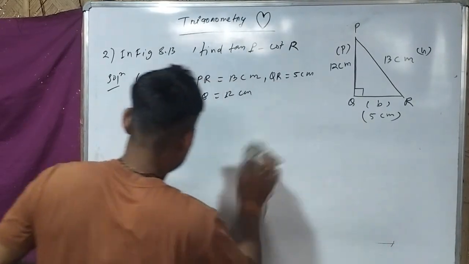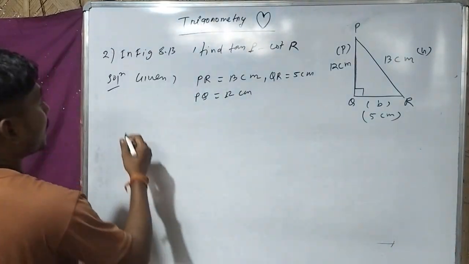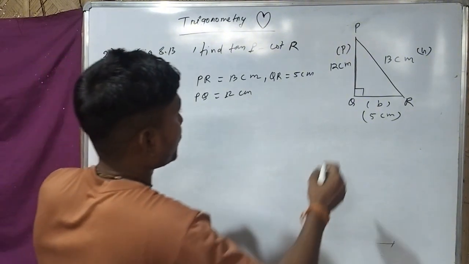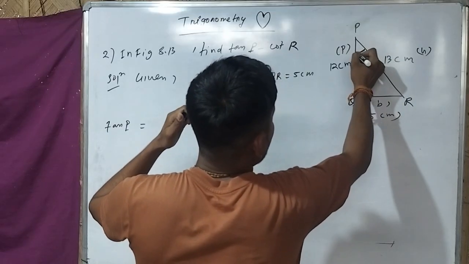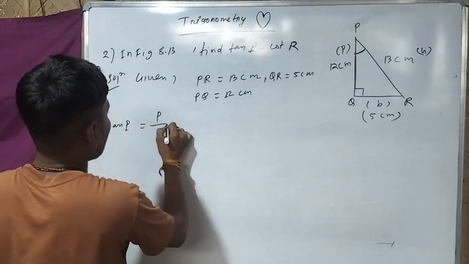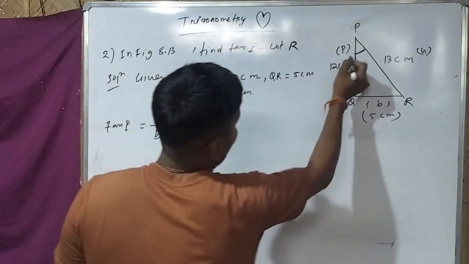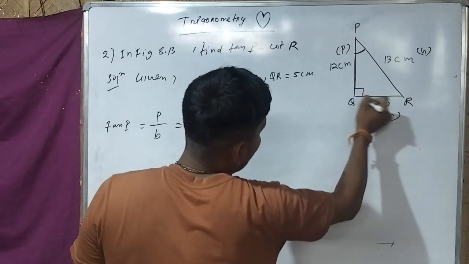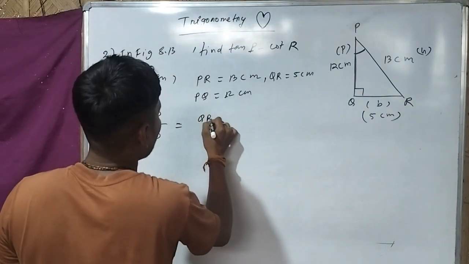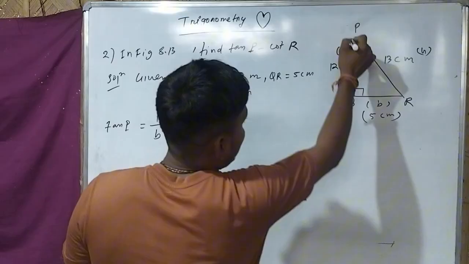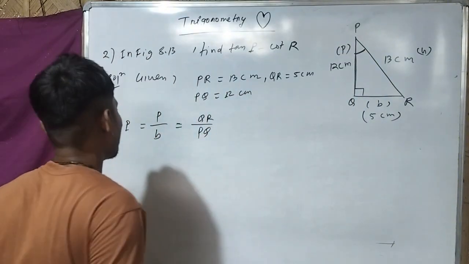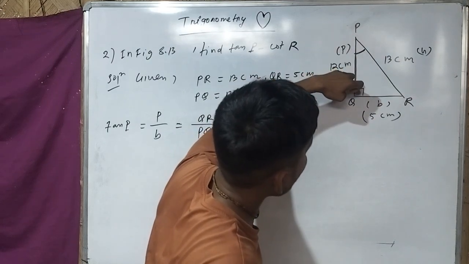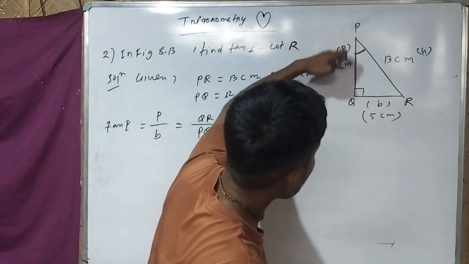Now let us solve. Find tan P. Tan P means perpendicular by base. If this is tan P, what will be the perpendicular? The side opposite to angle P will be the perpendicular. It means QR is the perpendicular and PQ is the base. Are we getting my point? If I take this angle, then the side opposite to this angle will be the perpendicular, and this is the base and this is the hypotenuse.